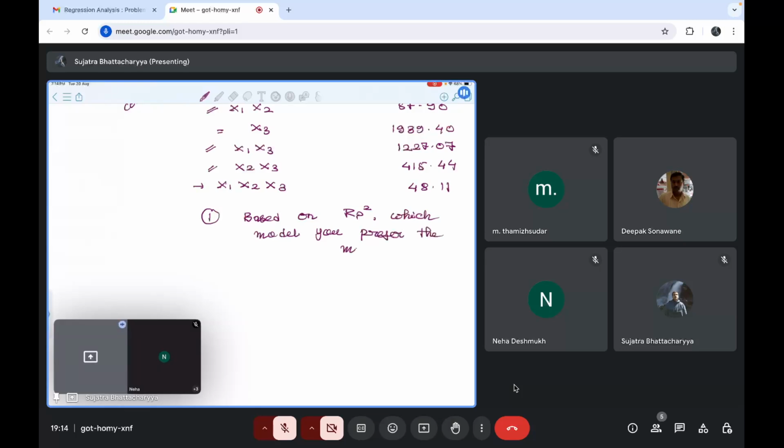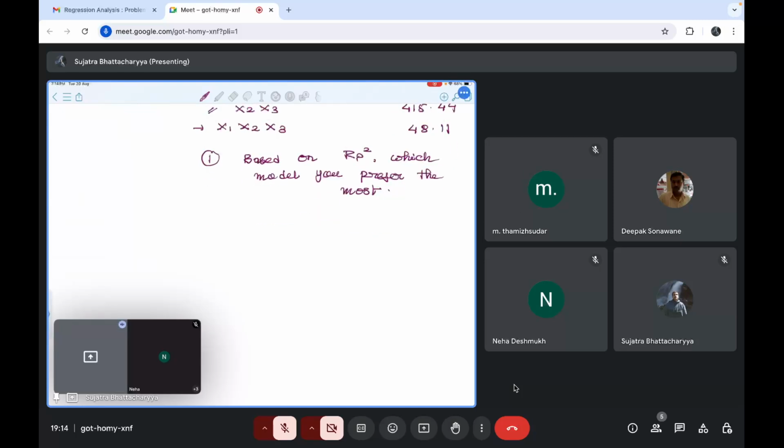Okay, which model do you prefer the most? For that, what I will do is see the R_p square value for each and every model and calculate it. So what is R_p square, by the way? R_p square is defined as 1 minus SS residual for p divided by SS total.